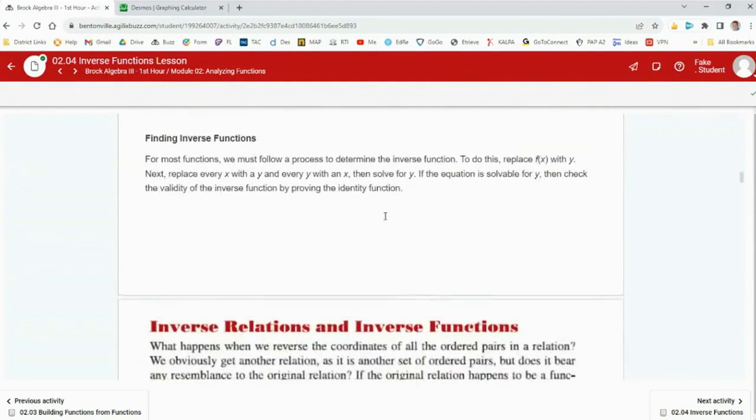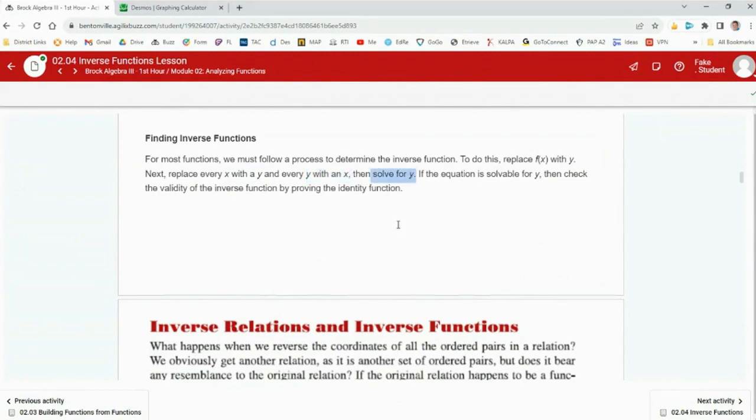All right. For most functions, we can follow a process to determine the inverse: replace the f of x with the y, replace every x with y and y with x, and then solve for y. That was those steps I was talking about. Rewrite it as y equals, swap the x with the y. So everywhere there's an x, make it a y. Everywhere there's a y, make it an x. And then solve for y.